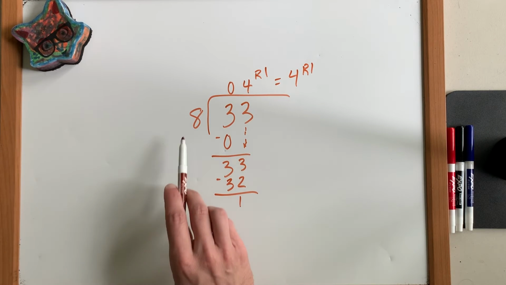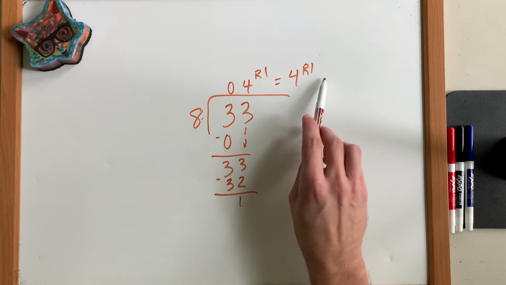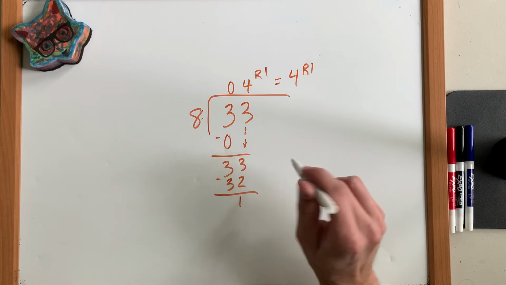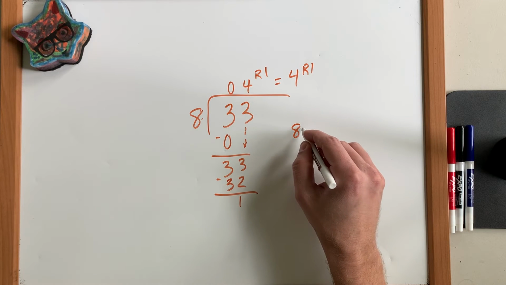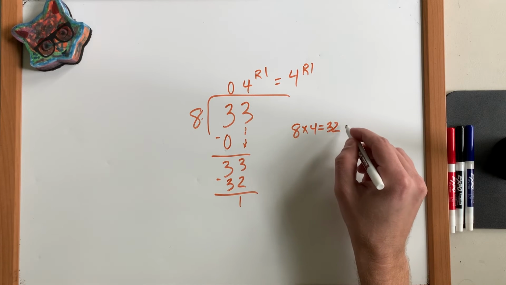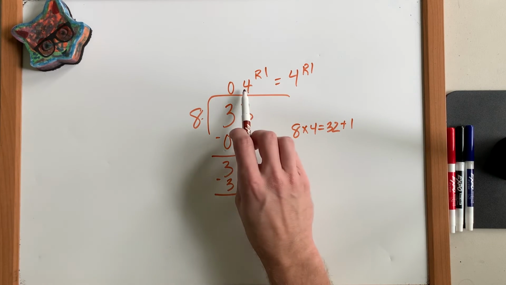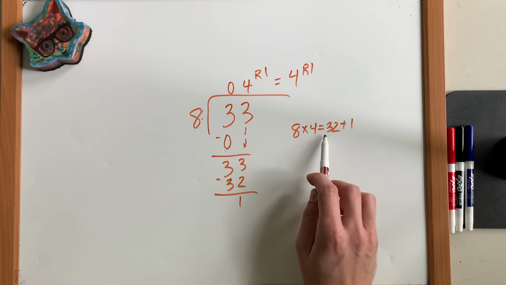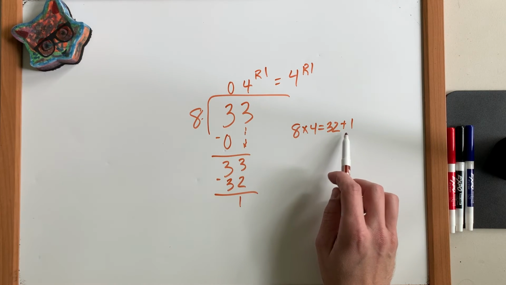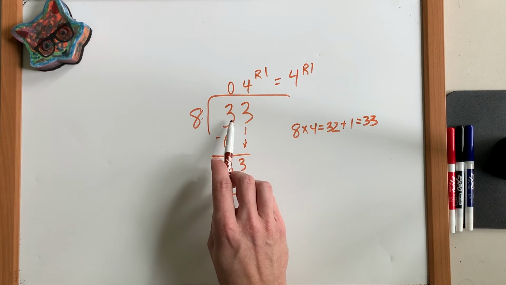And what that means is that 8 times 4 is going to give you 32, plus you add the remainder on the end, and that's how you get back to your 33. Here we go. And then we add the 1. So this is the whole number. 8 times 4 is 32. Add the remainder. 32 plus 1 is 33. And that's where we started.